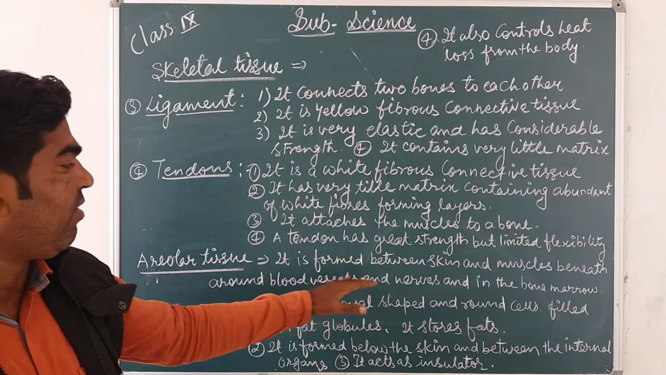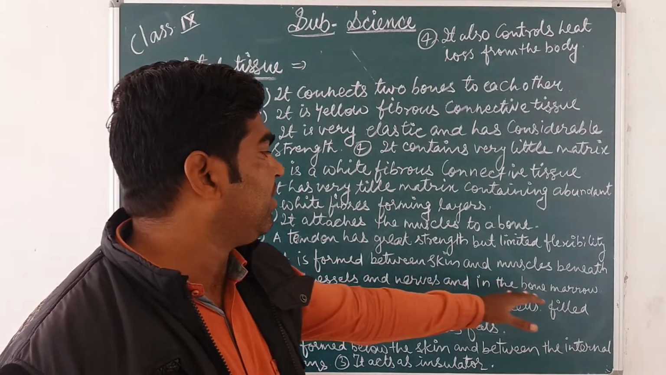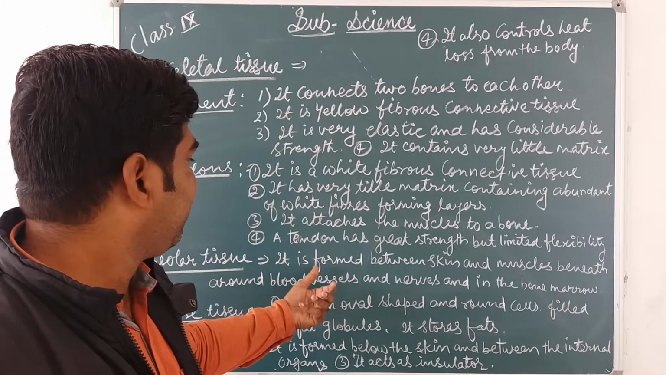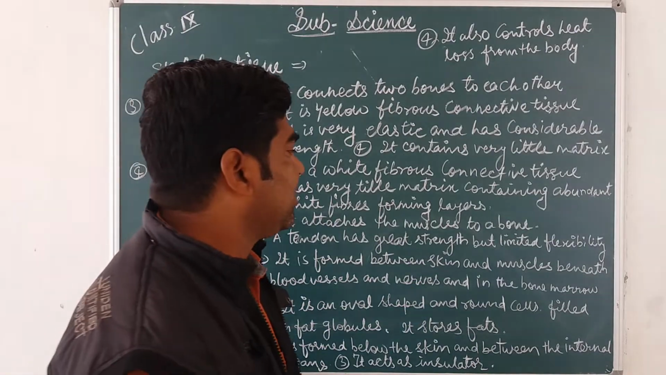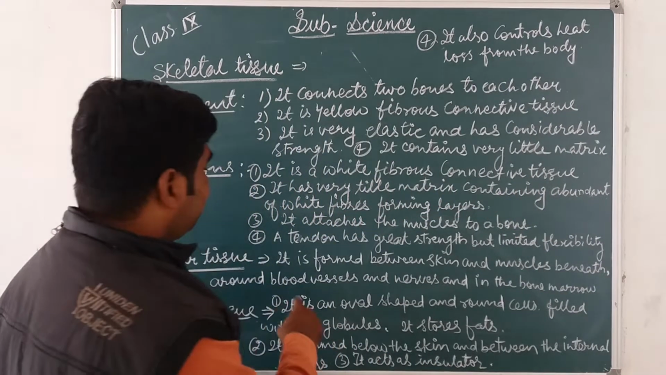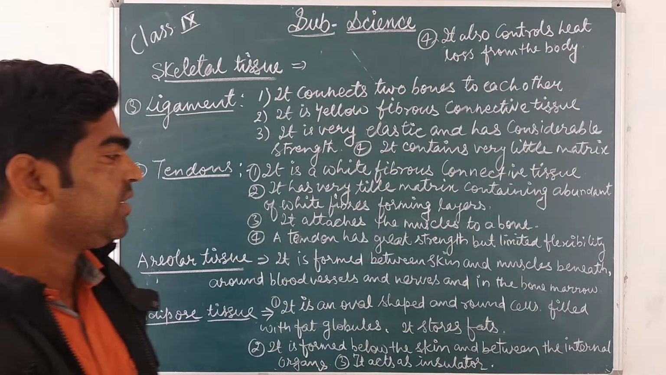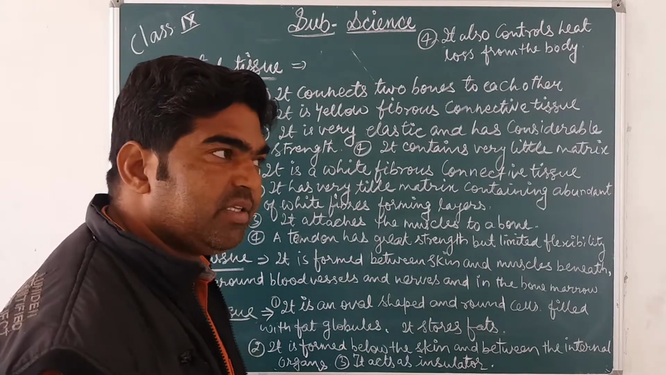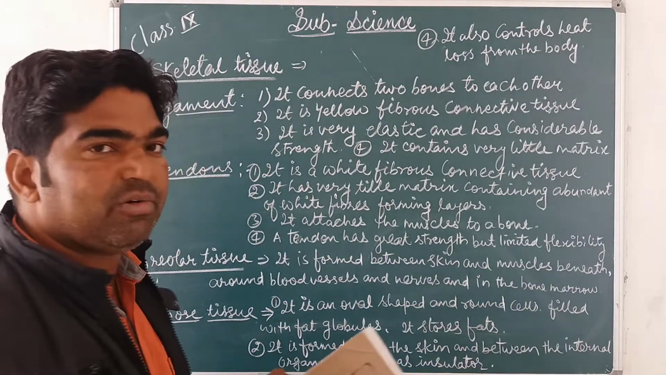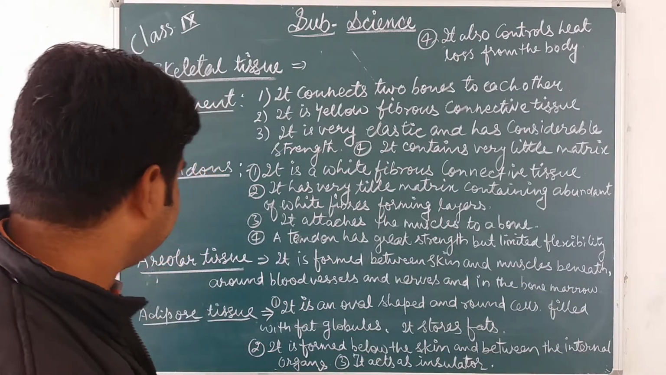It is formed between skin and muscles beneath, then around the blood vessels and nerves and in a bone marrow. Where it is found? It is in a bone marrow beneath the muscles and around the blood vessels.